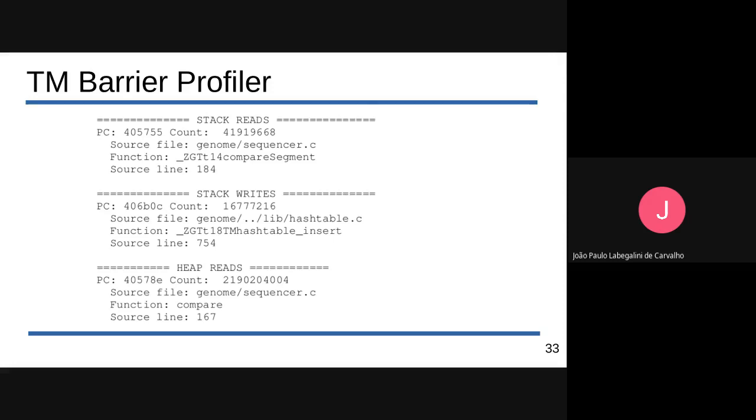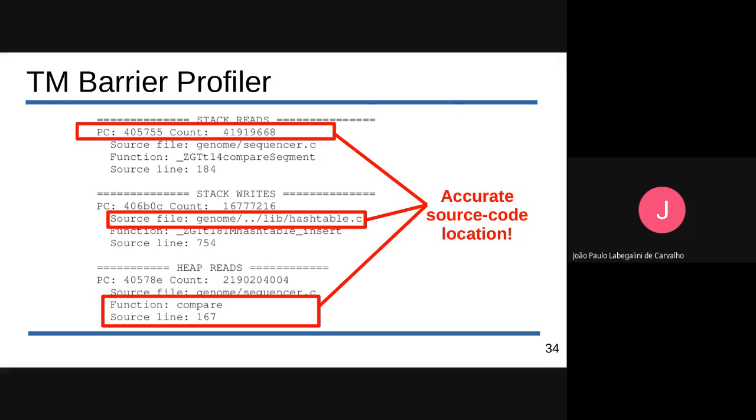In order to help programmers identify opportunities for elision, we created a profiling tool that reports the very accurate source location of the most accessed memory barriers. In this way, programmers can know exactly in which file, which function, and at which line the barrier is being called, and with the knowledge of the application, the programmer can very easily determine if that variable needs synchronization or not.